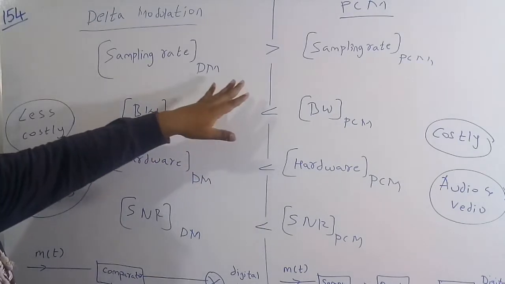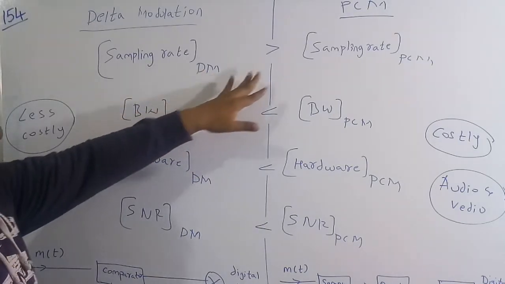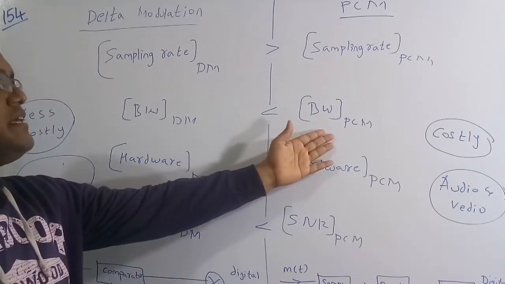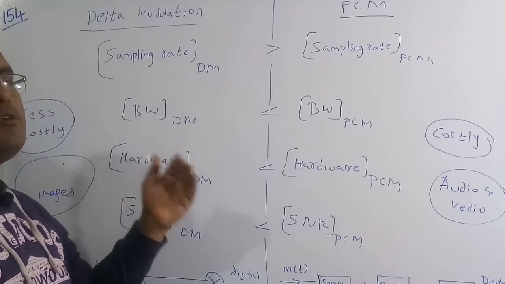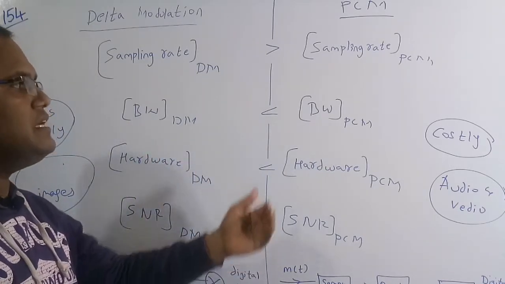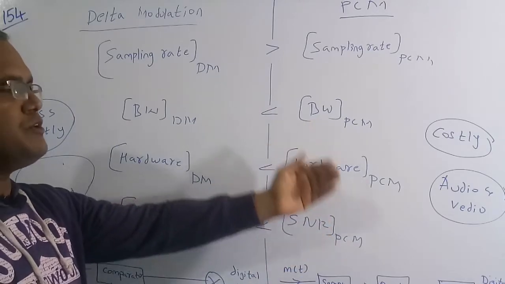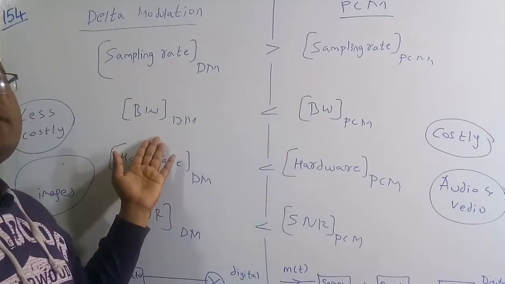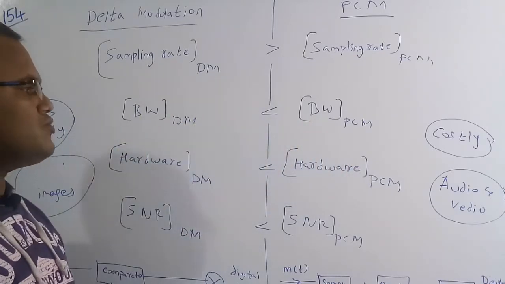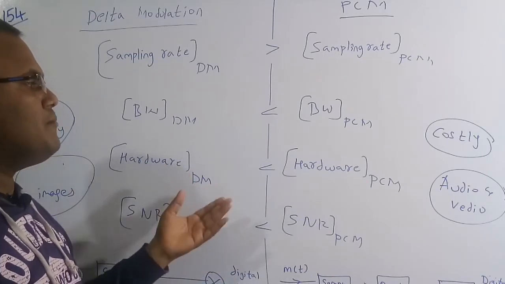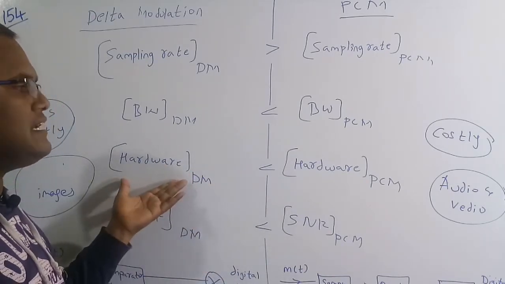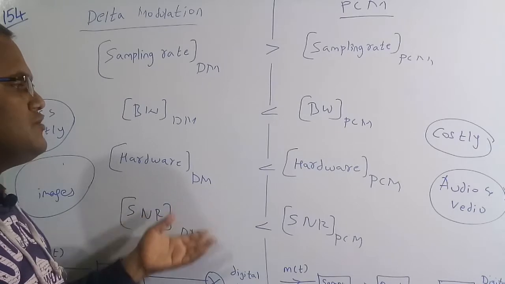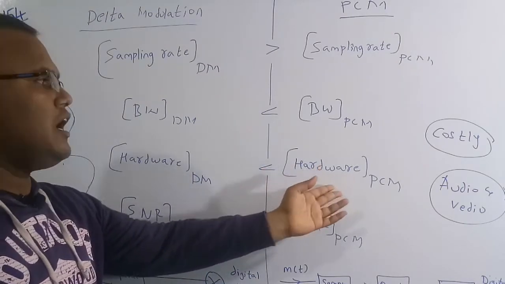So here the sampling rate of delta modulation is very high when compared to the sampling rate in pulse code modulation, and the bandwidth in PCM is very high when compared to the bandwidth in DM. Because more bits are present in PCM, the bandwidth required to send digital data in PCM is very high compared to DM. And the complexity of the circuit in delta modulation is very less when compared to PCM, meaning the complexity of the hardware in delta modulation is very less compared to the hardware in PCM.